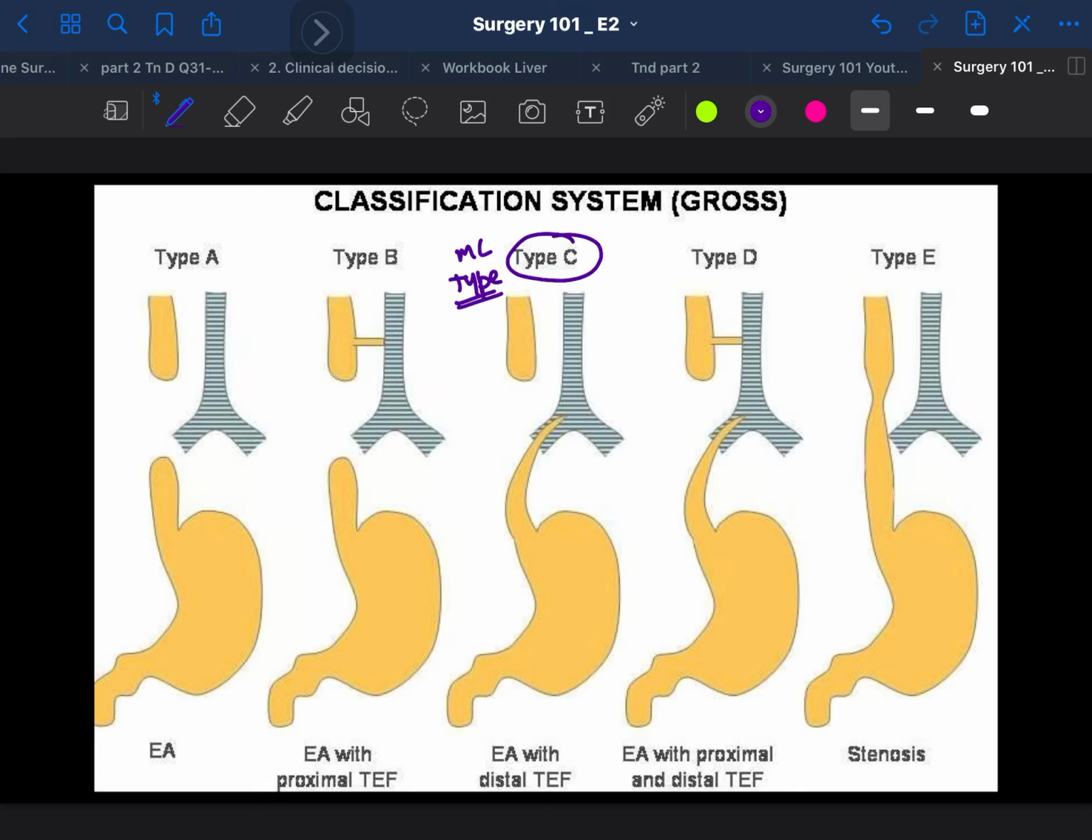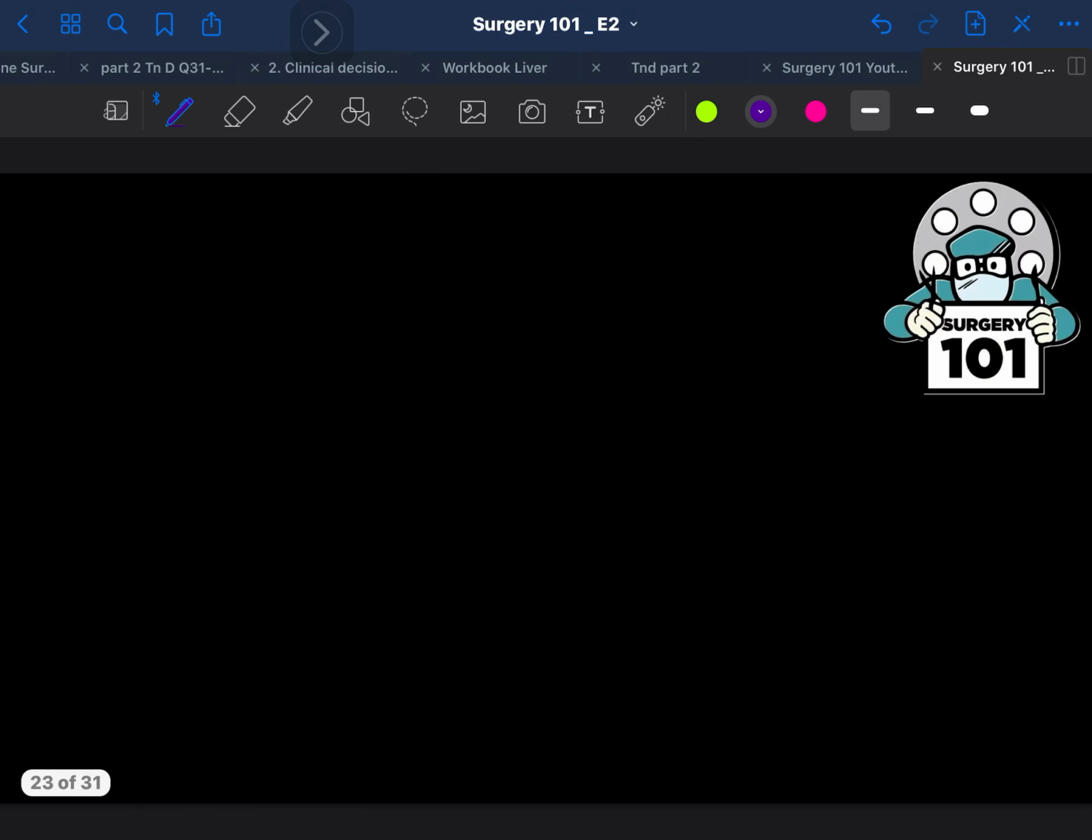As you can see here, there is an atresia of the upper part of the esophagus, and the lower part of the esophagus is having a fistulous communication with the trachea. So this is what is your type C tracheoesophageal fistula, that is esophageal atresia with a distal part of the esophagus having a fistulous communication with the trachea. This is what is type C. This is the most common type.